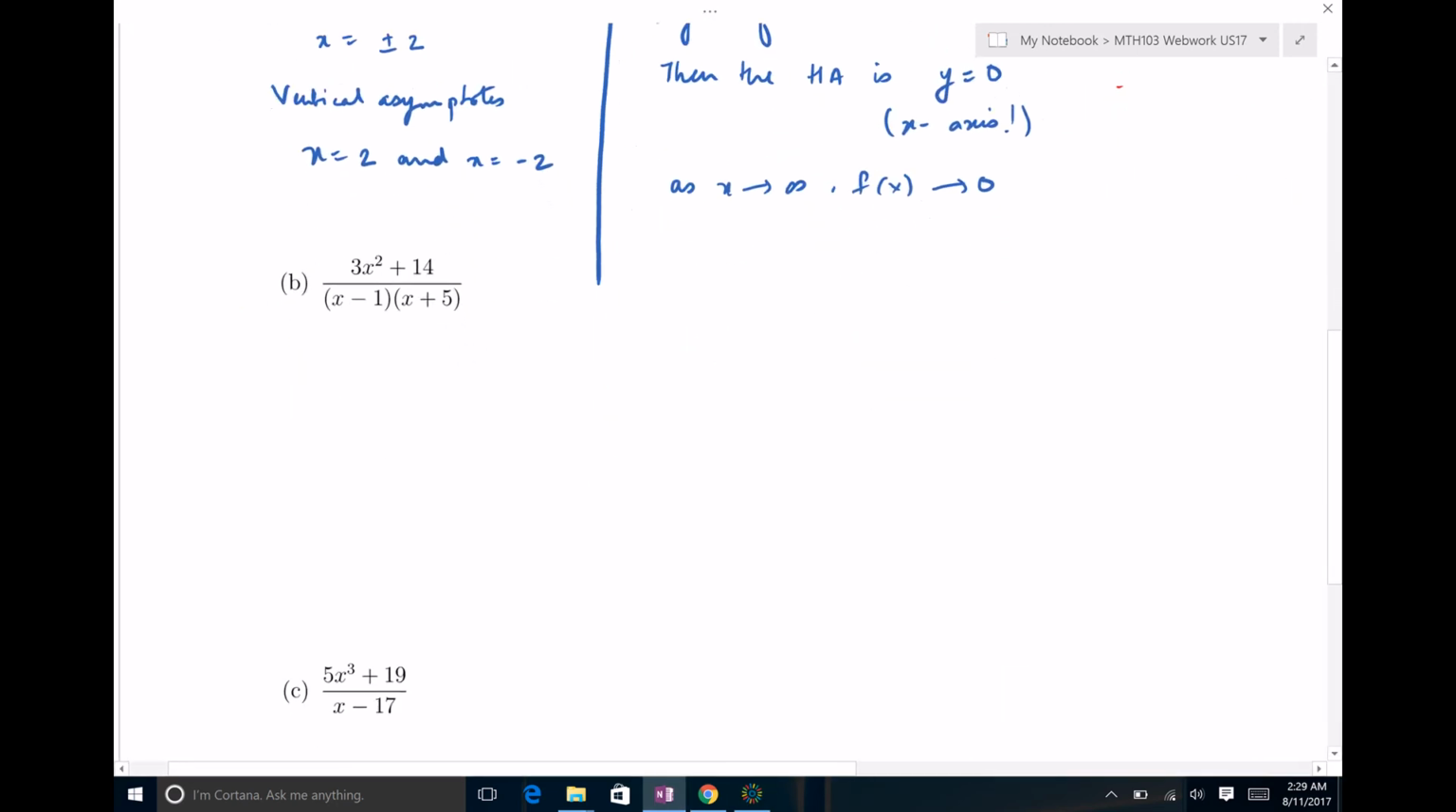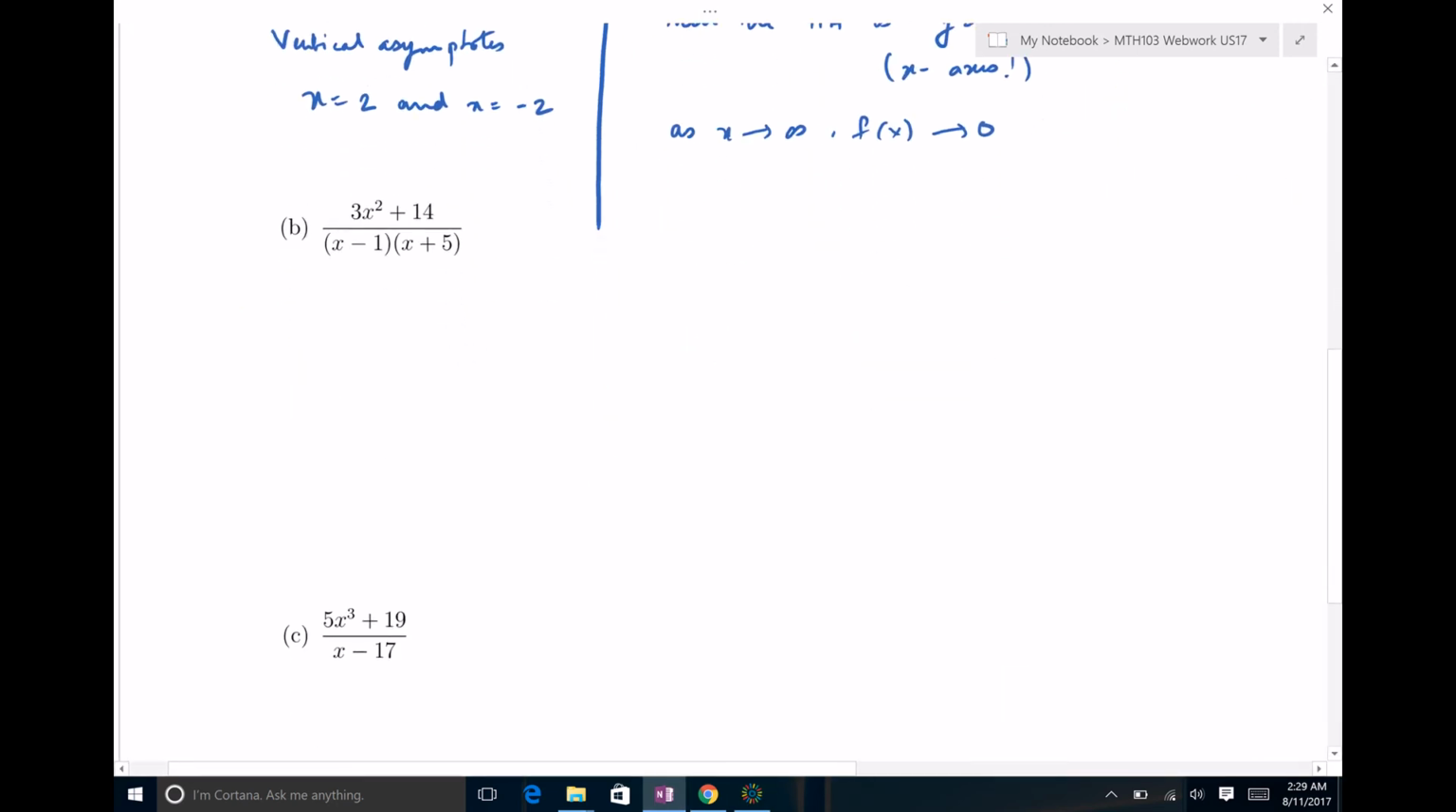Now for the second part, in the exact same way for the vertical asymptote, you just set the denominator equal to 0. So we set x minus 1 times x plus 5 equals 0. Now this could mean one of two things. It would mean either x minus 1 equals 0 or x plus 5 equals 0. So that means x is equal to positive 1, and this means x is equal to negative 5. So these are your vertical asymptotes.